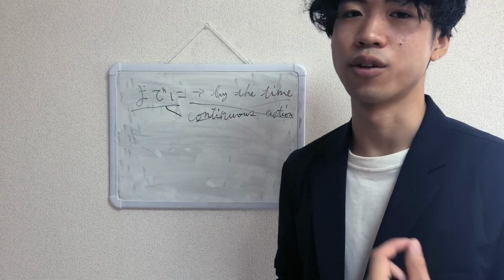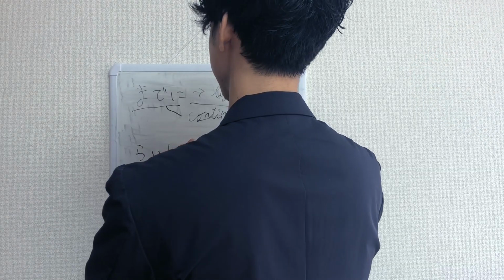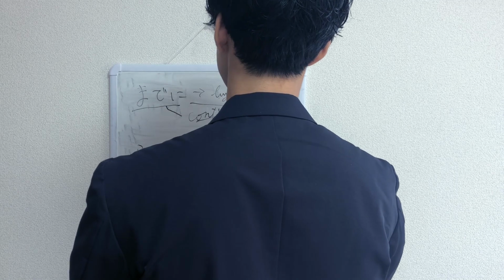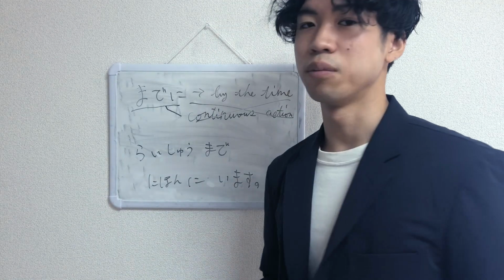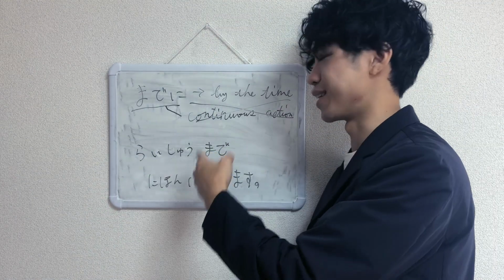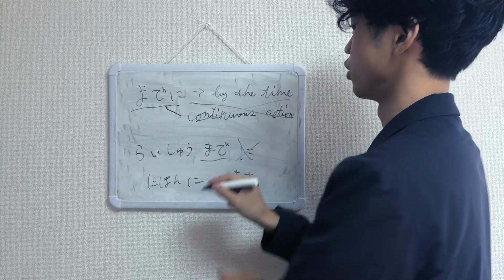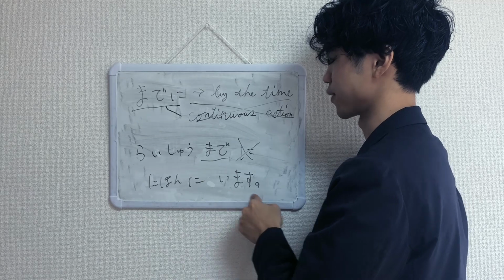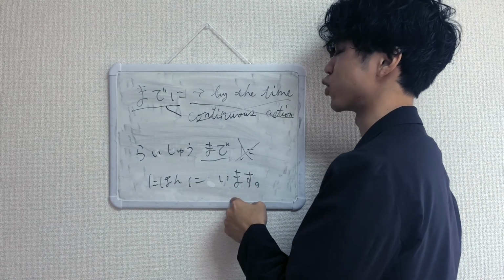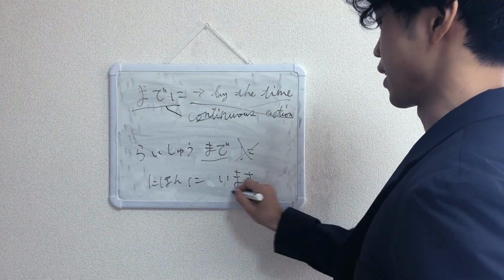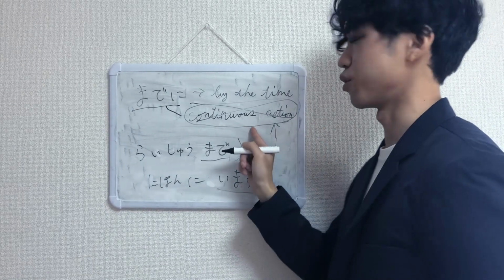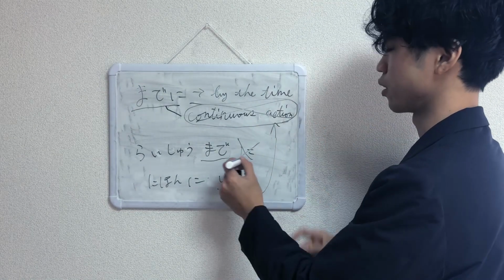来週まで日本にいます。I will be in Japan until next week. By next week? No, you cannot use までに here. 日本にいます, imasu, stay. I will be in Japan until next week. Since staying is a continuous action, you cannot use までに.